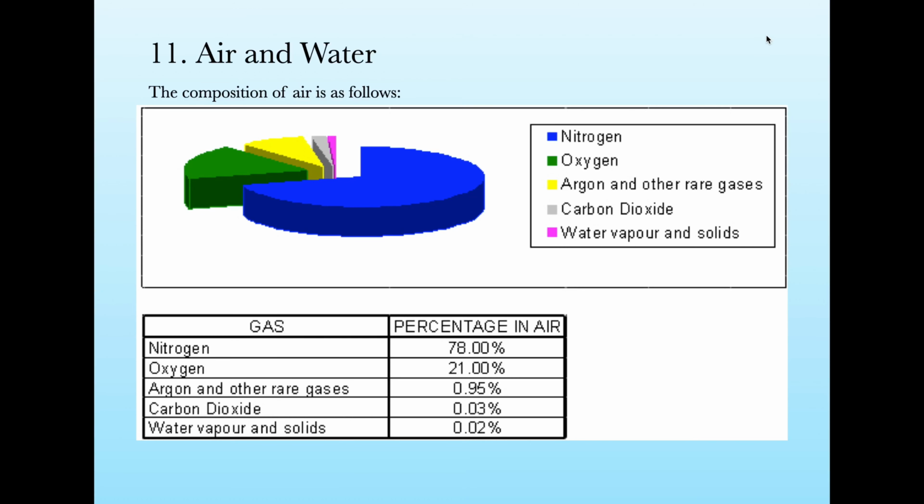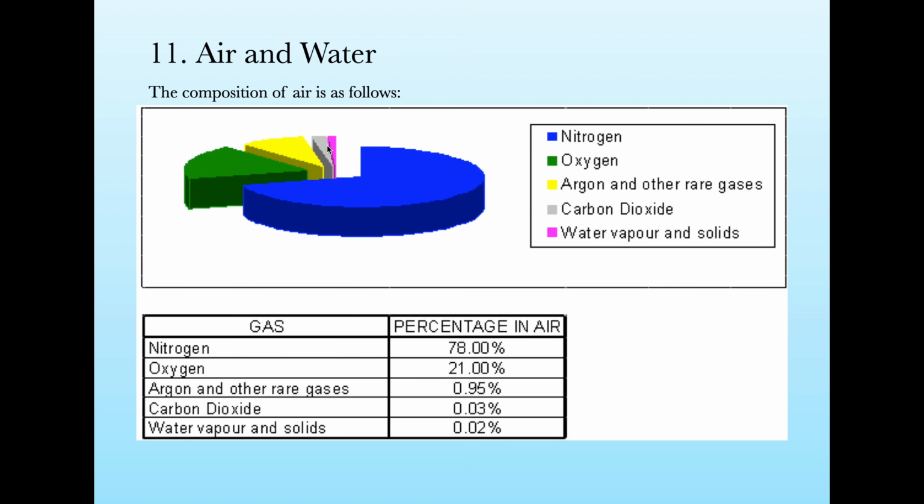Right, this is the next section, air and water. So there's a basic overview of the composition of air. Clearly, the majority of what we breathe is nitrogen, 78% of it, about. Oxygen, the green, is 21%. And then you've got argon, which is the most abundant of the noble gases, and then other noble gases.